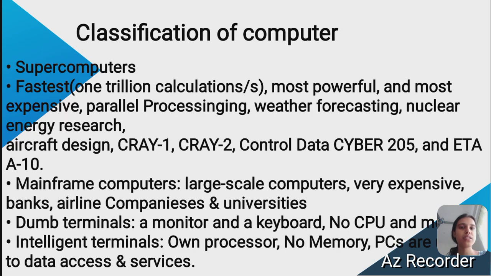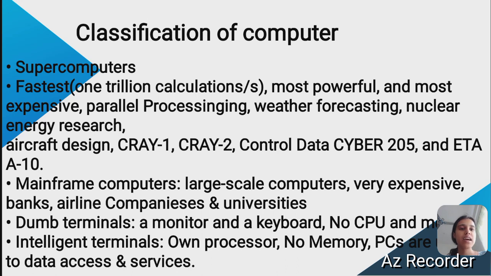Classification of computers. Supercomputers. They are fastest, most powerful, and most expensive. They are used in parallel processing, weather forecasting, nuclear energy research, aircraft design. Examples are Cray-1, Cray-2, control data Cyber 205 and ETA-10.